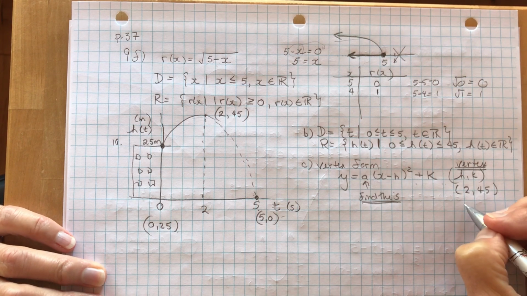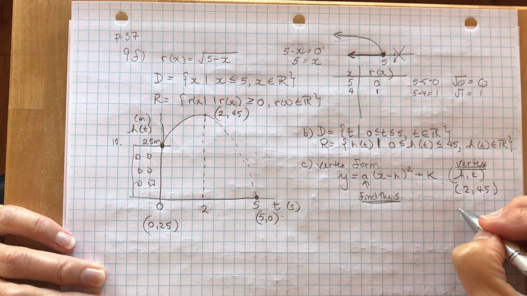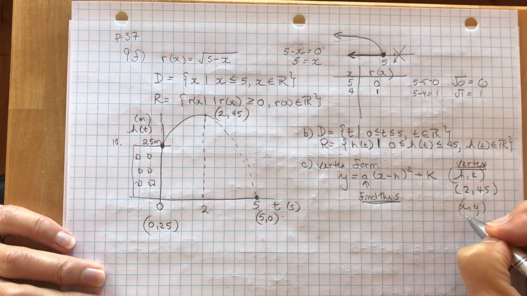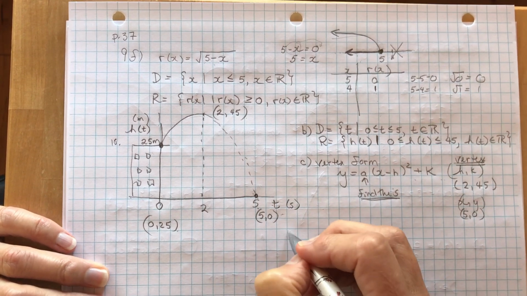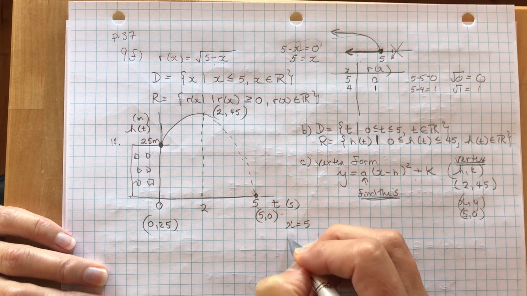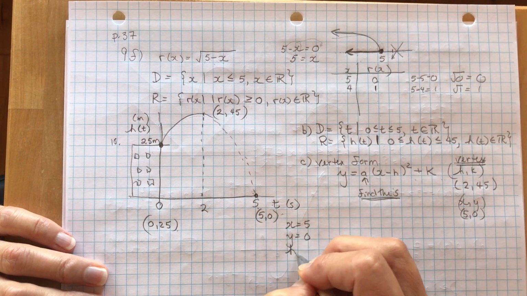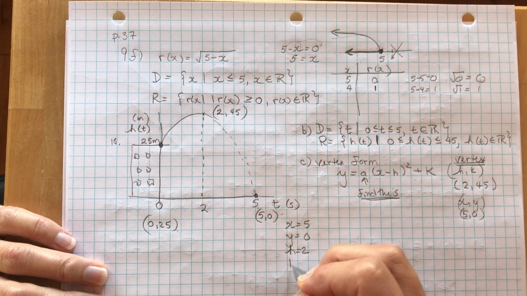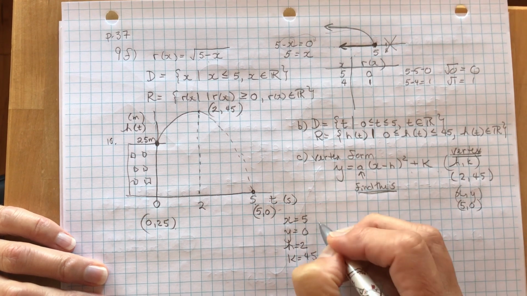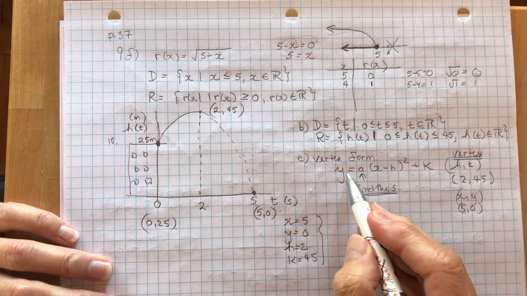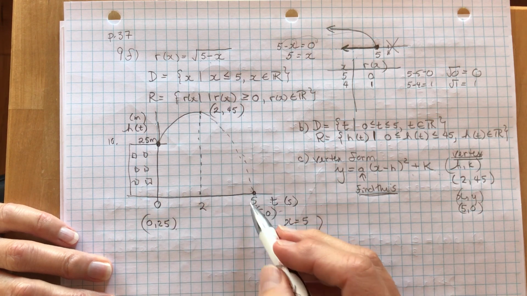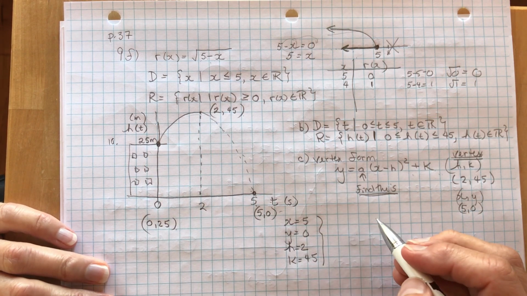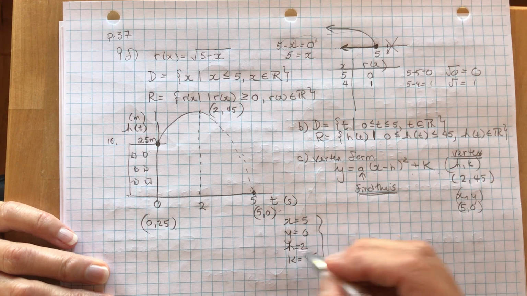And a point is, let's use 5, 0. So x, y will be 5, 0. So I'm going to use all those little pieces of information. X equals 5, y equals 0, h equals 2, k equals 45. And I'm going to substitute these values into this equation to solve for a. Okay, because this tells you how stretched this is. Remember doing that? Is it stretched? Is it compressed?